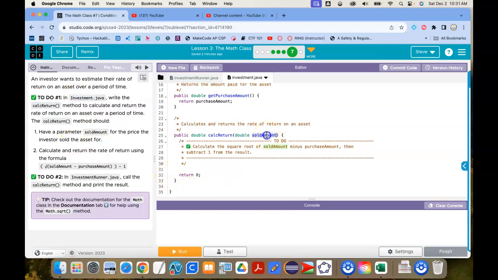So have a parameter sold amount. That's a double. And then I want to calculate this formula and return that formula. I would really like to do a couple of things here because I know what's going to happen is the sold amount may not be greater than the purchase amount. That's going to be a problem. But anyway, I'm going to return math.sqrt. And then in the parentheses, I'm going to take my sold amount, if I only spelled it correctly, minus my purchase amount.